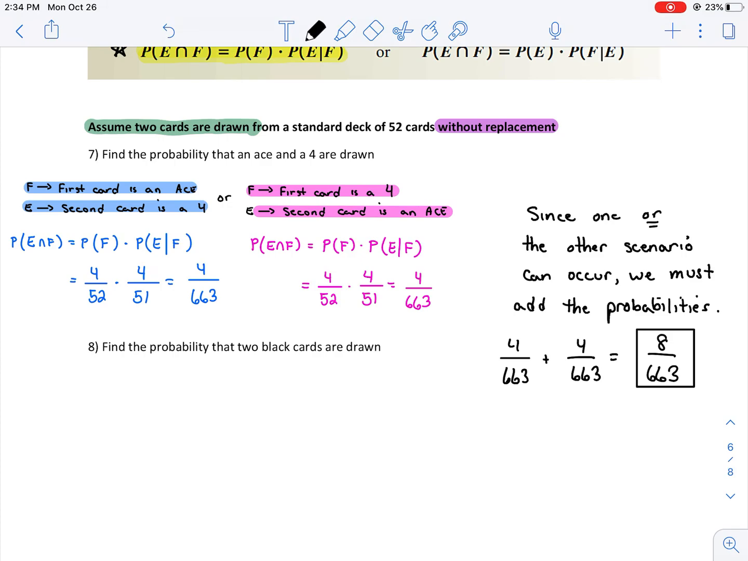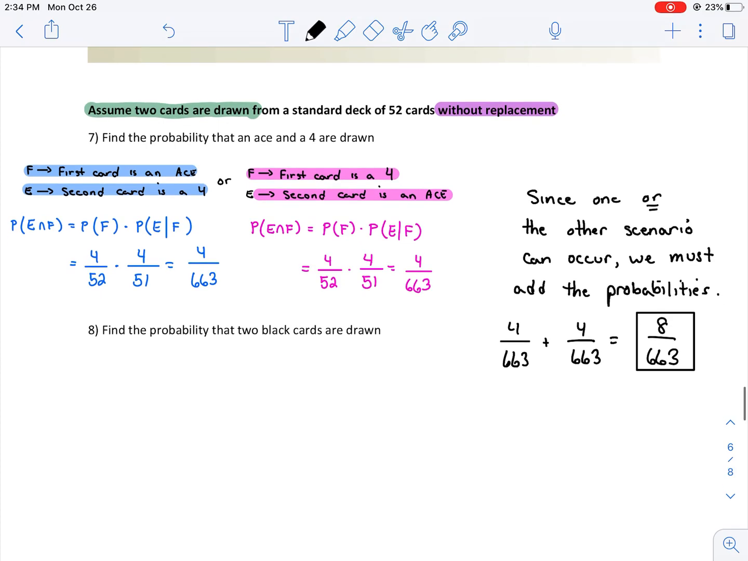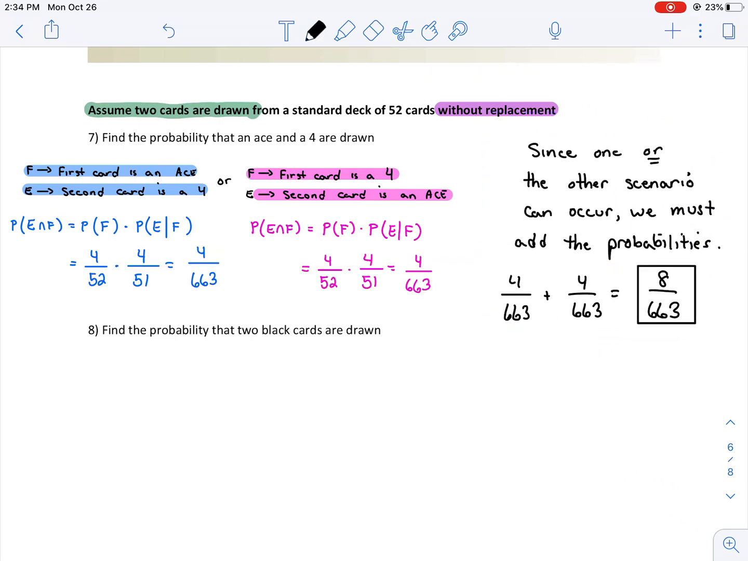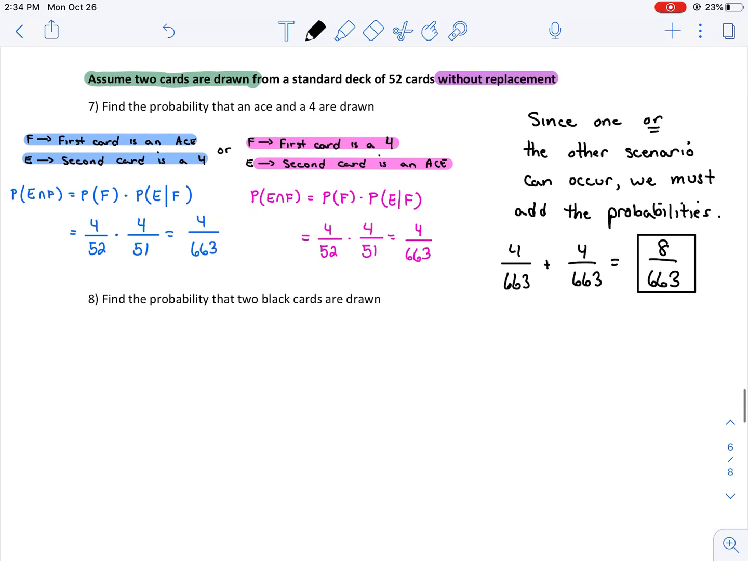Example 8. Find the probability that 2 black cards are drawn. Okay, so let's take a look here. What I'm going to do is let F be the event the first card is black. And I'm going to let E be the event the second card is black.